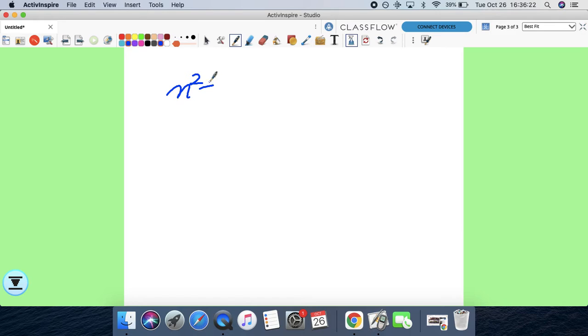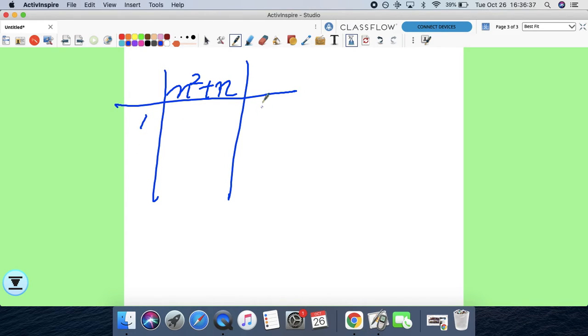n squared plus n. We want the first 5 terms. So again, this is just for you to get used to. And hopefully, maybe this week, you'll notice that we can use this in graphs, and you'll see what it looks like.